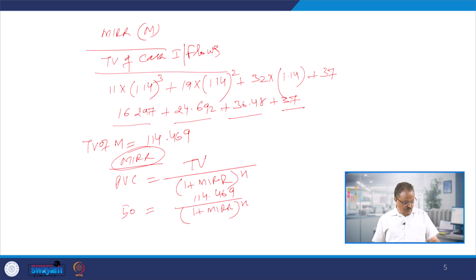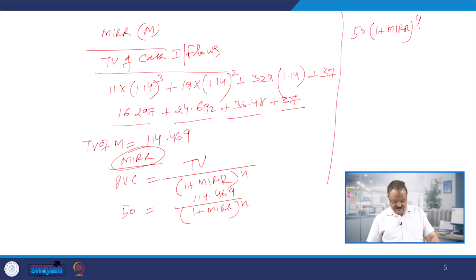This equation would be something like that. If we see this, let's solve it here. So if we try to find out what the output of this value is, this is going to be 50 into 1 plus MIRR, power n, which is 4 here.